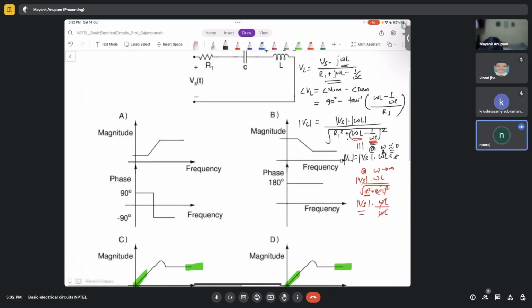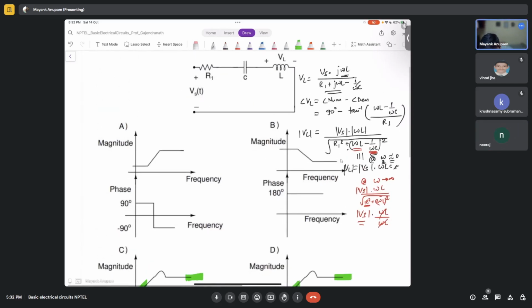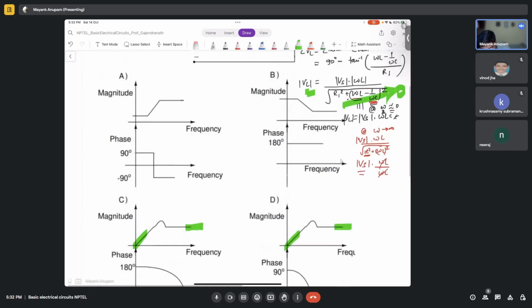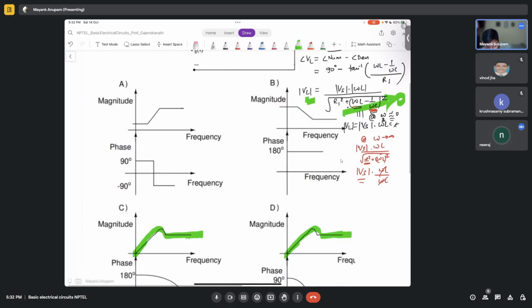At intermediate frequency, by that what I mean? At the resonant frequency, where omega L is equal to 1 over omega C. At that time, this quantity here will go to zero, right? And then this VL will become larger, right? Larger compared to VS. So this is a possible magnitude transfer function here. This is the possible magnitude of VL.